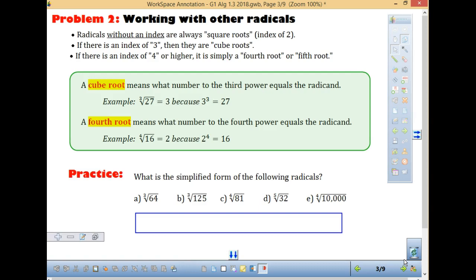If you were going to continue reading with that, Jacob, would you read where it says the 4th root? The 4th root means what number to the 4th power equals the radicand. Example: the 4th root of 16 equals 2 because 2 to the 4th power equals 16.